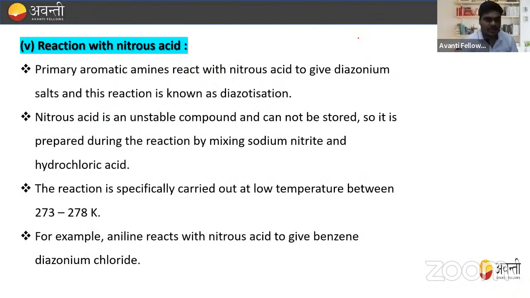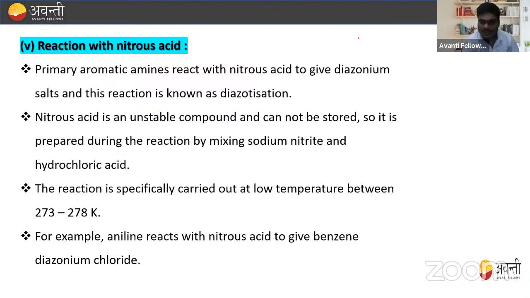Now next is very important, that is the reaction with nitrous acid. Let's see what happens when an amine is treated with nitrous acid. A primary aromatic amine reacts with nitrous acid to give a diazonium salt, and this reaction is known as diazotization. So remember this point.